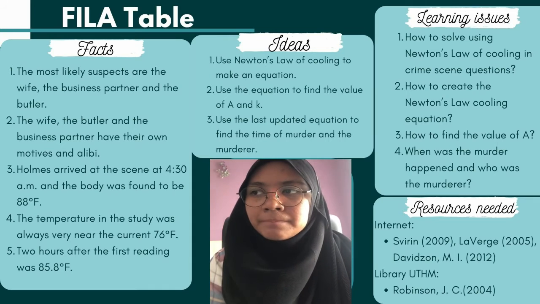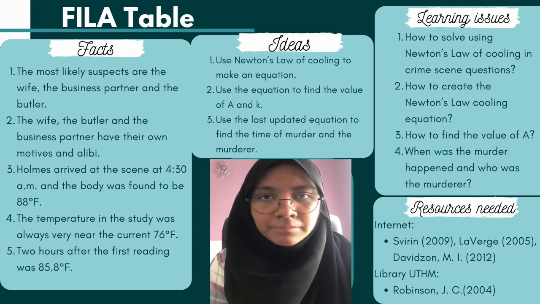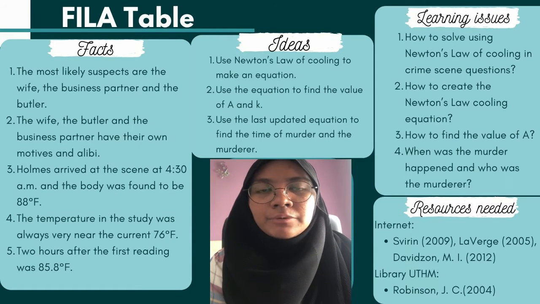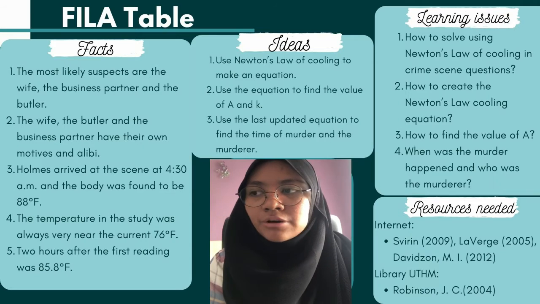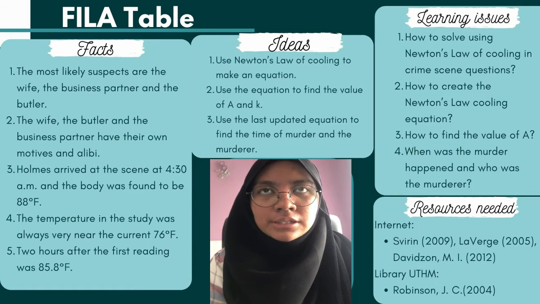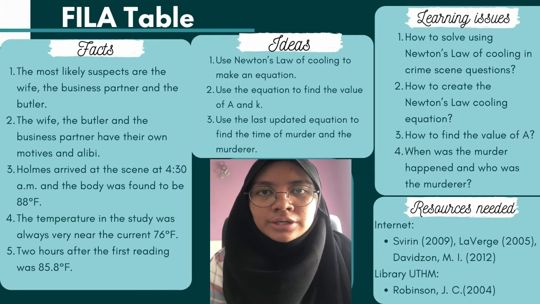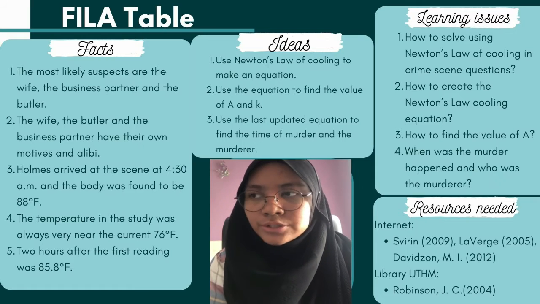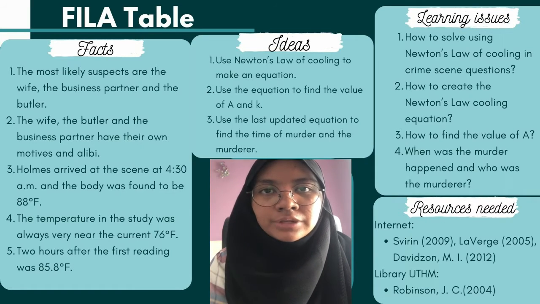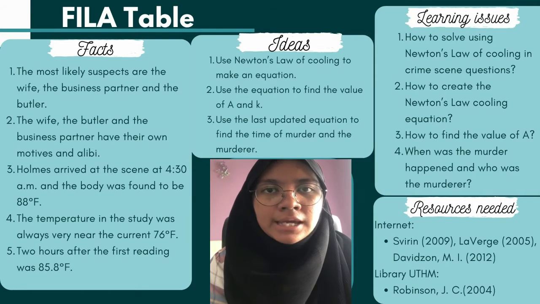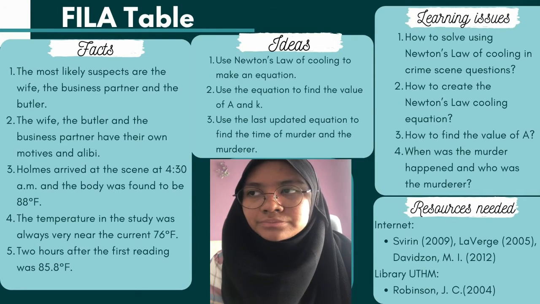And for the ideas, there are several ideas that I put in. The body was found at 4:30 a.m. and the temperature was 88 degrees Fahrenheit, and after 2 hours it became 85.8 degrees Fahrenheit. The temperature of the surrounding, which is the study room, was 76 degrees Fahrenheit. Newton's law can be used to make a cooling equation, and the equation was used to find the value of A and the value of K. And then he used the last updated equation to find the time of the murder and to reveal the murderer.